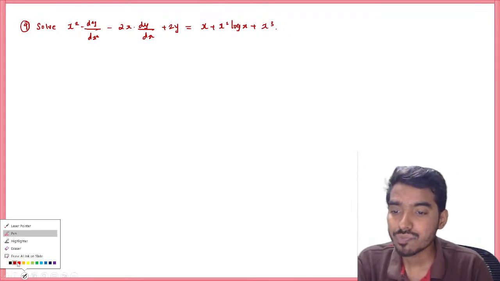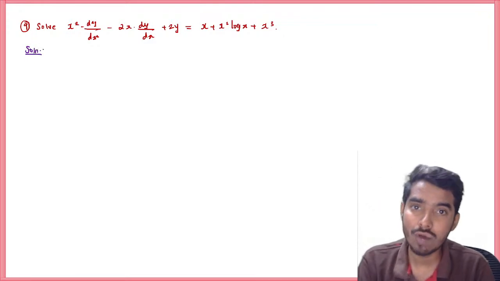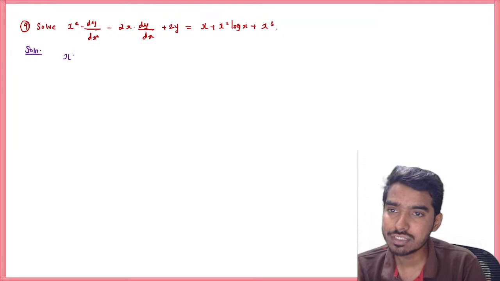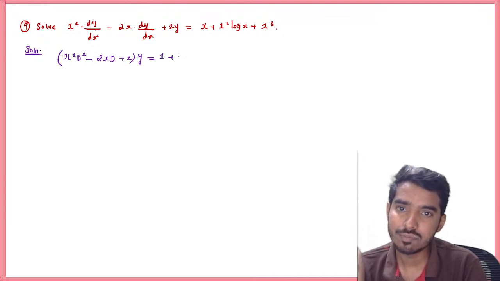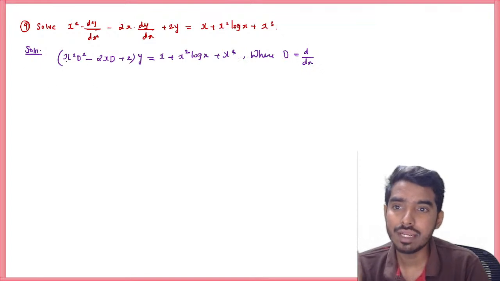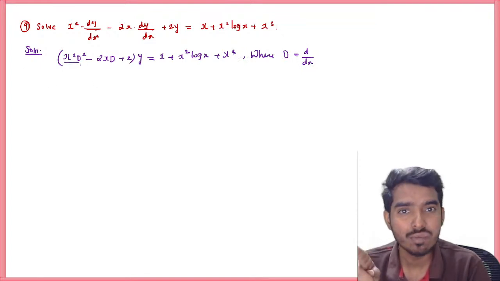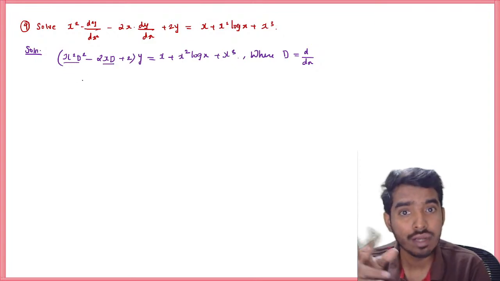So we have to replace. I'll do this fast, assuming that you have watched all the previous videos. This equation is the same as (x^2 D^2 minus 2xD plus 2) y is equal to x plus x^2 log x plus x^3, where D is d by dx. Now we have to replace x^2 D^2 by D1(D1 minus 1) and xD by D1, as we saw in the previous class. What is D1? D1 is d by dz.